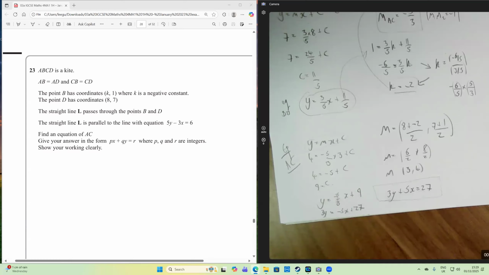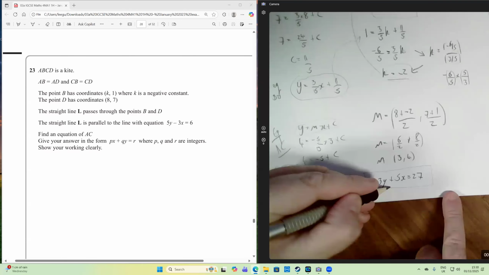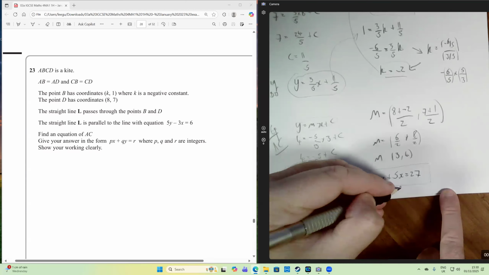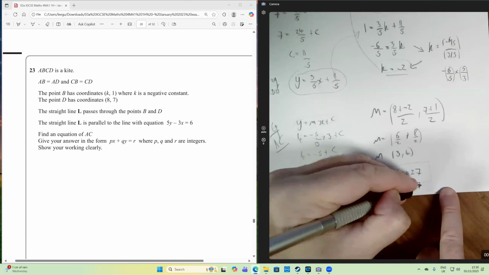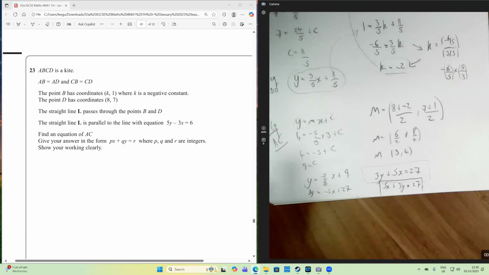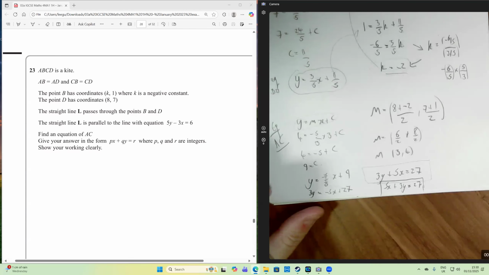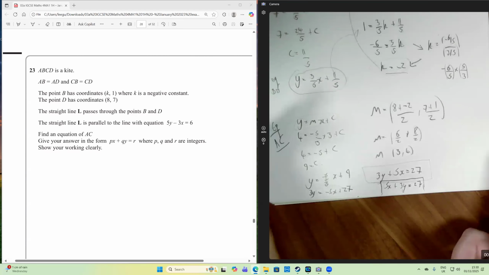And then we've just got to times everything by 3. So we get 3y equals minus 5x add 27. And the question asks us to give the answer in the form px add qy equals r. So I've added that minus 5x over to the left-hand side. So to write it in the correct form, we have 5x plus 3y equals 27. And that is our final answer. 5x add 3y equals 27. And that is the answer to that question 23.